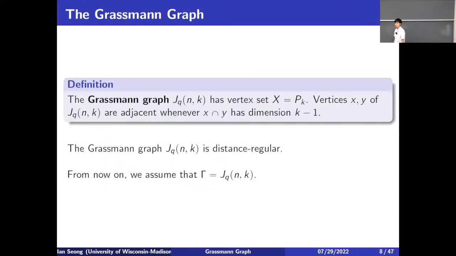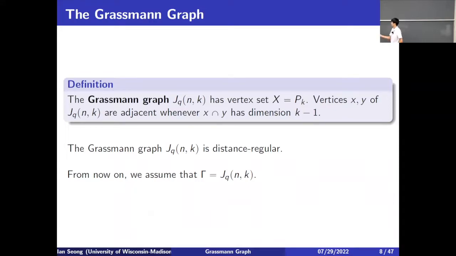Okay, from this, we can actually define the Grassmann graph. So the Grassmann graph has vertex set P_k. So if we have a projective geometry, we just grab all those k-dimensional subspaces, and then we can form a Grassmann graph out of it. And we're going to denote this graph by J_q(n,k). The vertices x, y of this graph are adjacent whenever the intersection of x and y has dimension k minus 1. Okay, and this Grassmann graph is known to be distance regular.